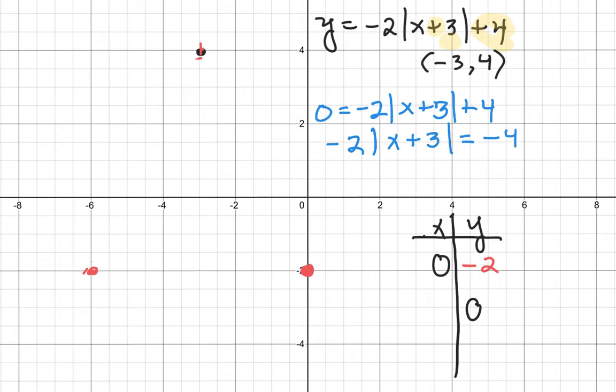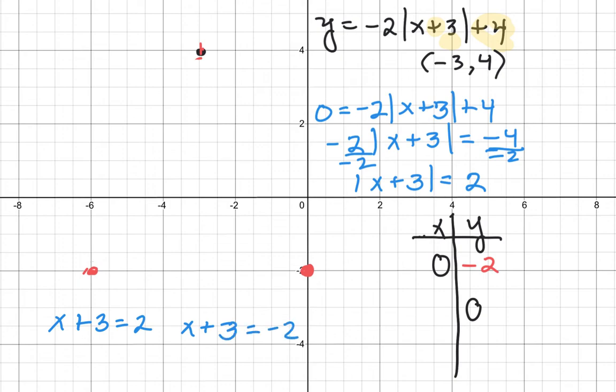And then I'm going to divide by the -2 on both sides, which gives me absolute value of x plus 3 equals, now that's a +2. And I know how to solve these absolute value equations. I do my two cases. X plus 3 equals 2, and x plus 3 equals -2. And I solve by subtracting 3 from both sides. That gives me x equals -1, and x equals -5.